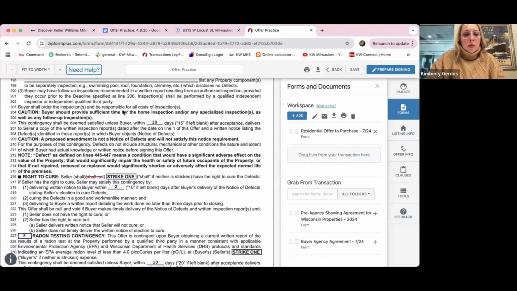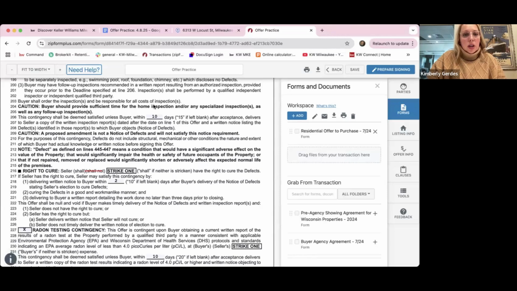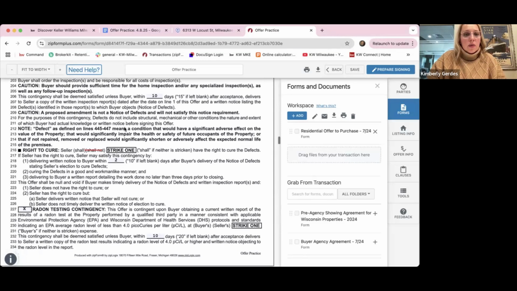This also indicates that the buyer is responsible for ordering the inspection and for any of the costs associated with it. And here in line 206, we have to indicate when we're going to have our contingency satisfied by. If you don't put anything in the line here, it will automatically default to 15 days. But because we're aiming to close within 30 days, I've shortened our inspection time frame to 10 days because I want to make sure we actually get through it.